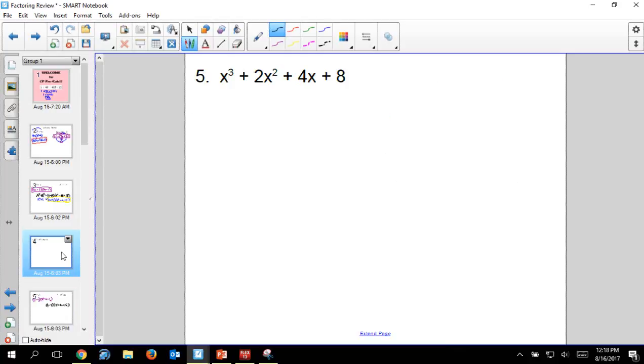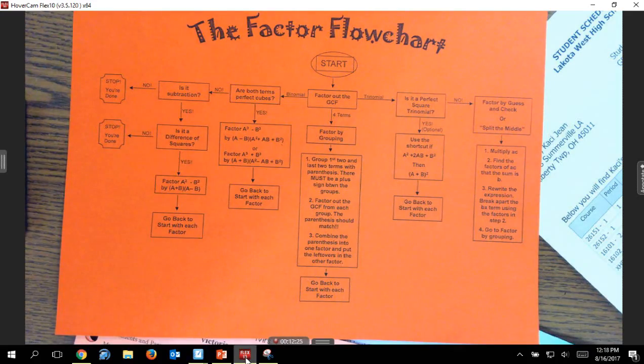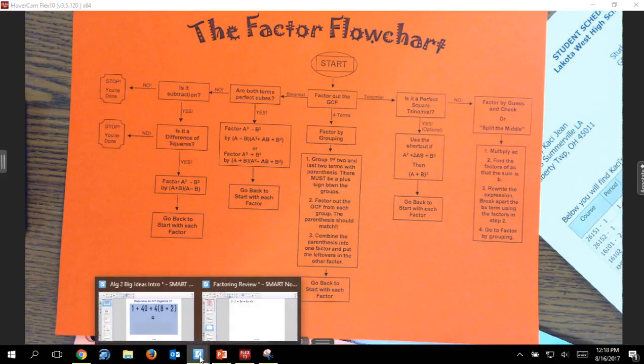Is there a GCF in all the terms? No. So we'll skip the GCF step, and this one's 4 terms. So we're going to use something called factor by grouping, and all the directions are written there. I'm going to go through them. I'm not going to read them word for word. And then at the bottom it says go back to start with each factor.